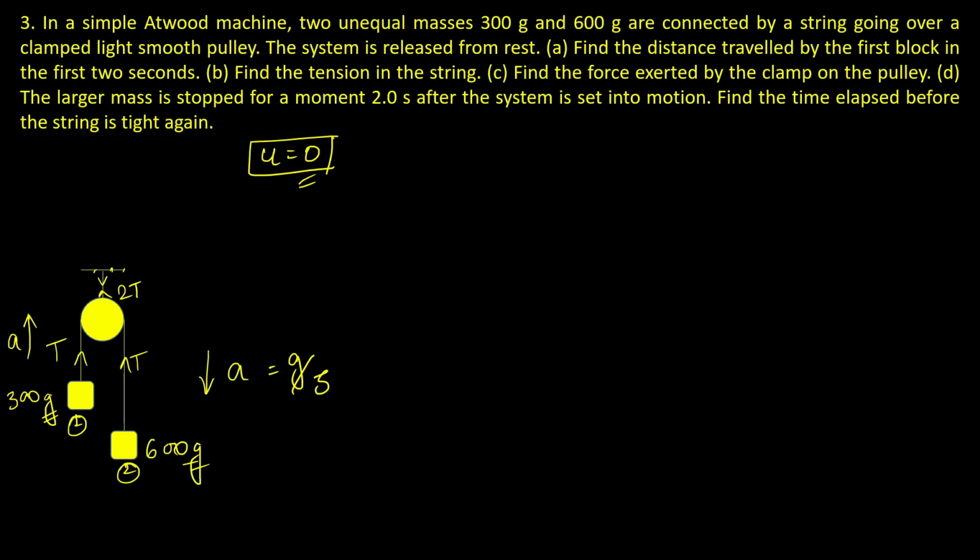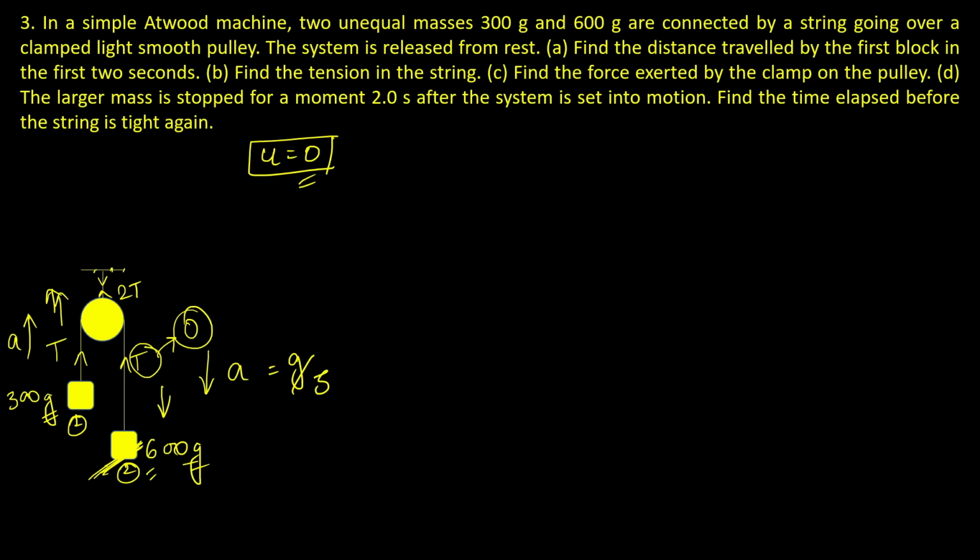Now the last question. The larger mass is stopped for a moment 2 seconds after the system is set into motion. This is a good question actually. It is saying that after the system has already moved for 2 seconds, somebody just stopped the larger mass. Just after stopping this larger mass, you can imagine the string is going to be loose. Because of that looseness, this small t is going to be 0. The tendency of the whole system is to move here down and here up. So if somebody holds this bigger mass, the other mass will keep going up, and thus it will make the string loose. So this is the inference from question number D.